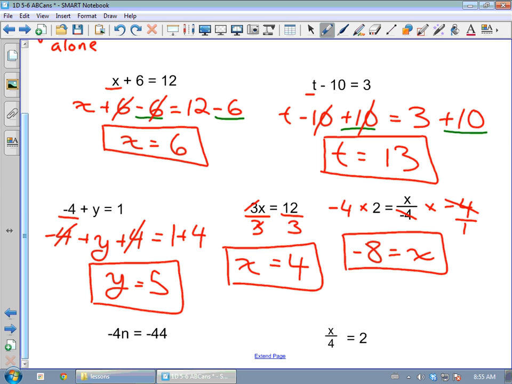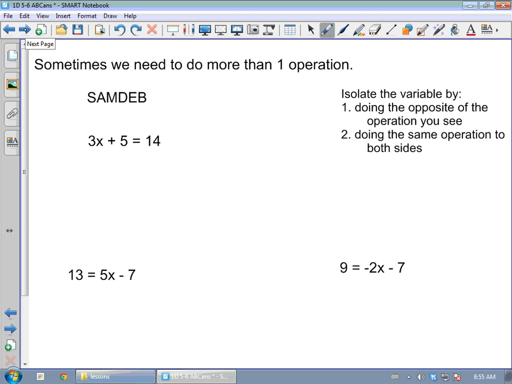Now, where it gets a little bit tricky is sometimes there is more than one operation that has to be done to get the variable all by itself. You remember order of operations, good old BEDMAS, right? When we're solving equations, we follow the same order of operations, but we do it backwards. We always look to do subtraction or addition before we do multiplication or division. Again, we're still isolating the variable by doing the opposite of the operation we see, and we're always doing the same operation to both sides.